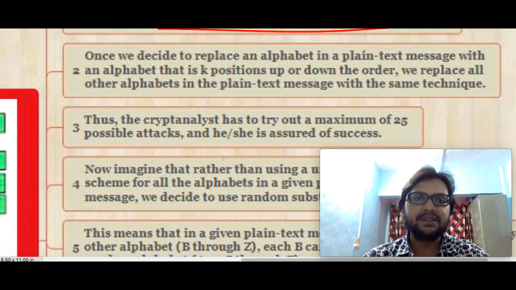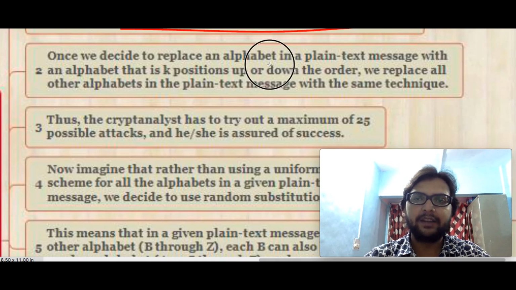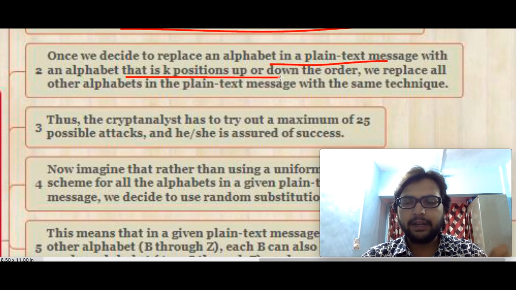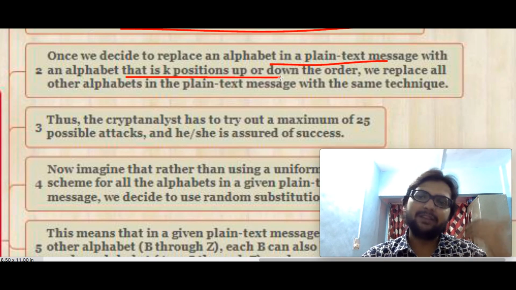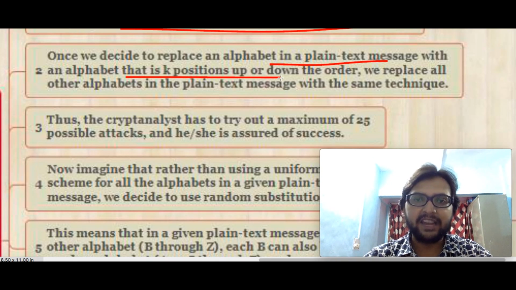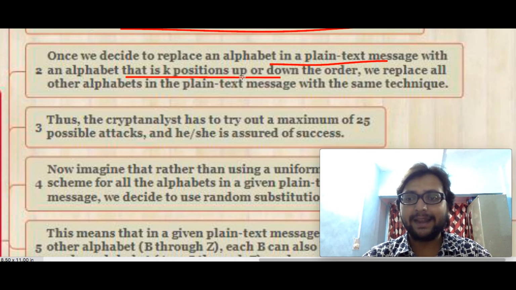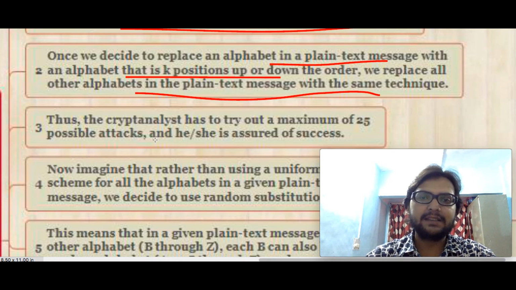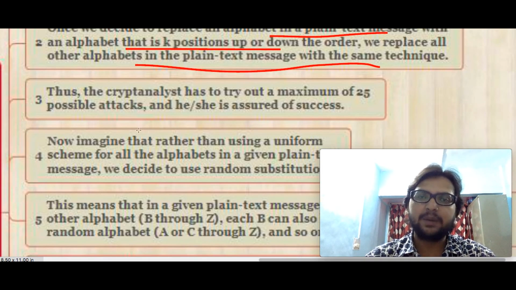So let's discuss. Once we decide to replace an alphabet in a plain text message with an alphabet that is k positions up or down the order, remember we are just mentioning that particular number. I can replace A with 8 positions down the line, 7 positions up the line, or any other way. Here we are saying that the k position is not always fixed. K's value is not constant in our algorithm. So we replace all other alphabets in a plain text message with the same technique. Thus the cryptanalyst has to try out a maximum of 25 possible attacks in the previous case.